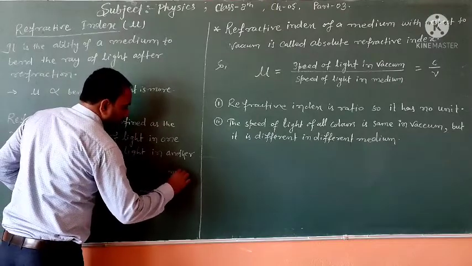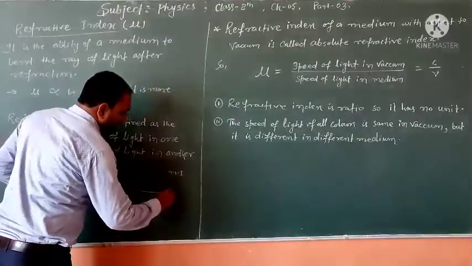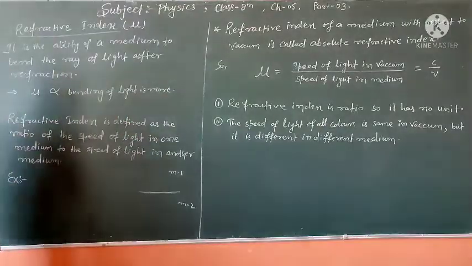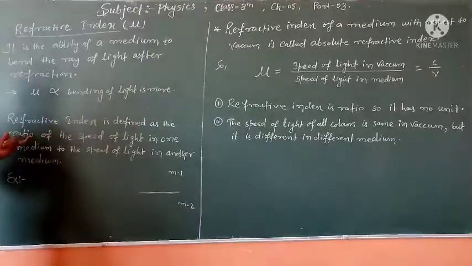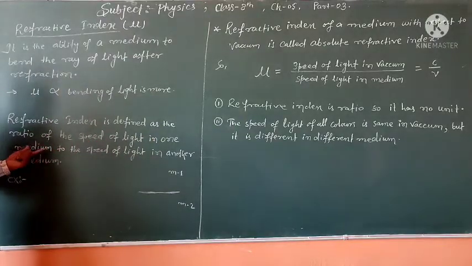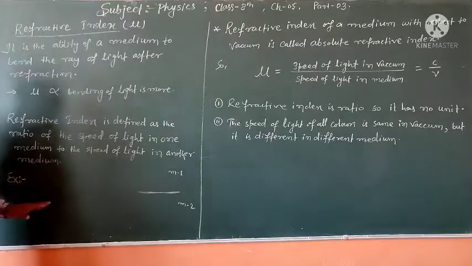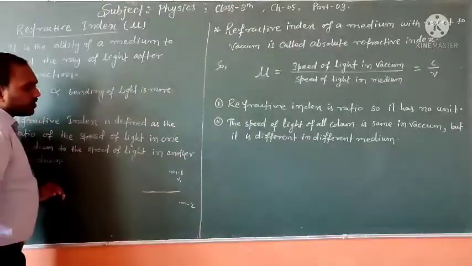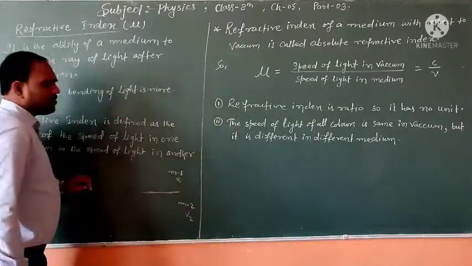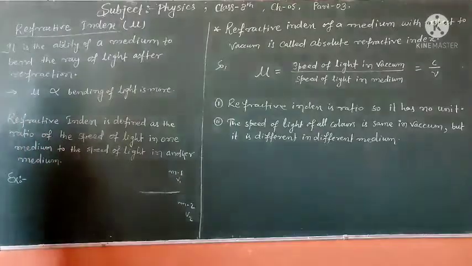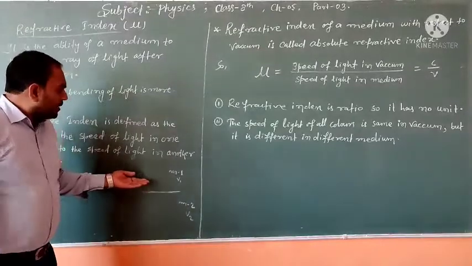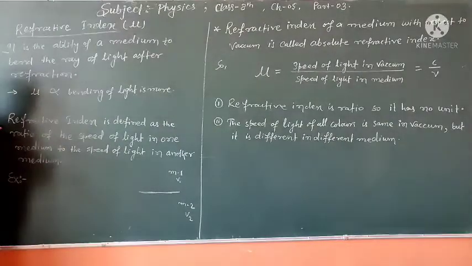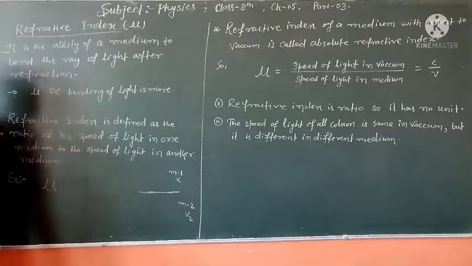That is medium 1, which I have represented by M1, and another medium is M2. Okay, dear? So refractive index is defined as the ratio of the speed of light in one medium to the speed of light in another medium. Let's suppose that here the speed of light in medium 1 is V1, and the speed of light in medium 2 is V2. Let us suppose this. Okay? So, how can we write the refractive index? Just understand it. Here, as I am writing, refractive index is written as mu.